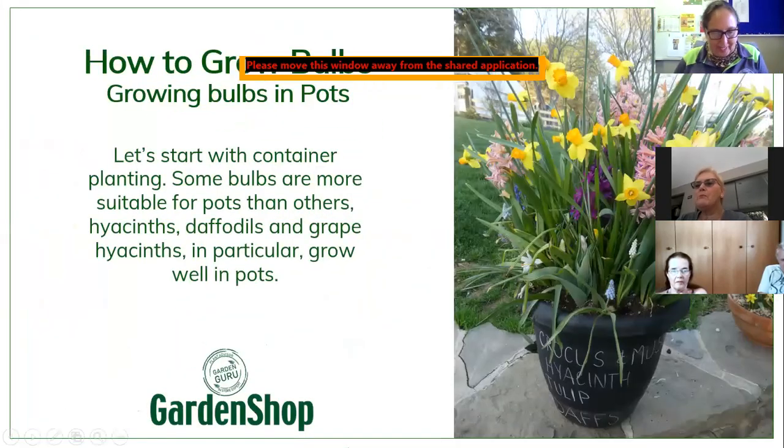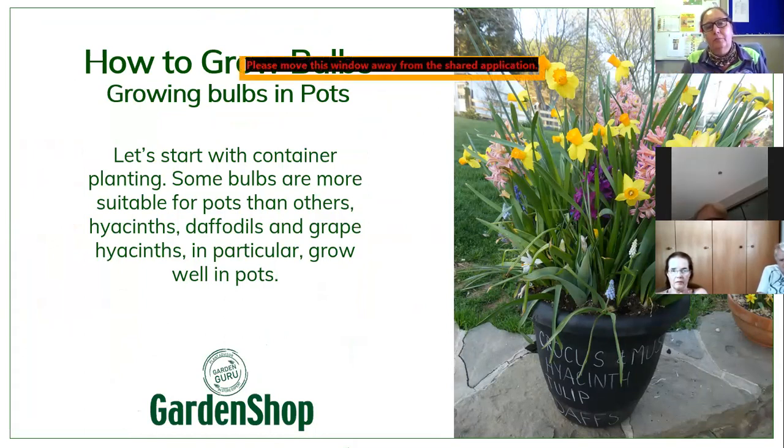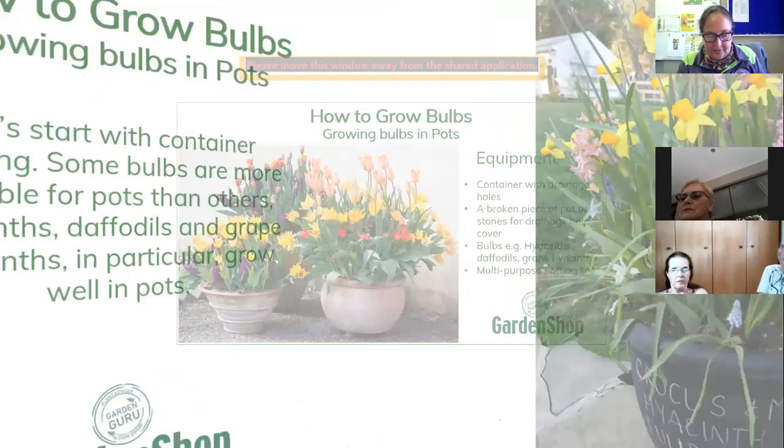Aha, there we go. Right, so growing bulbs in pots. Let's start with container planting. Some bulbs are more suitable for containers than others. If you think of things like really vigorous rhizome type bulbs, those things are usually not that suitable for pots, but your smaller bulbs, your loose bulbs, your corms and those things are usually great for planting in pots. Hyacinths, daffodils, grape hyacinths, ranunculus, all of those things grow very, very well in pots.